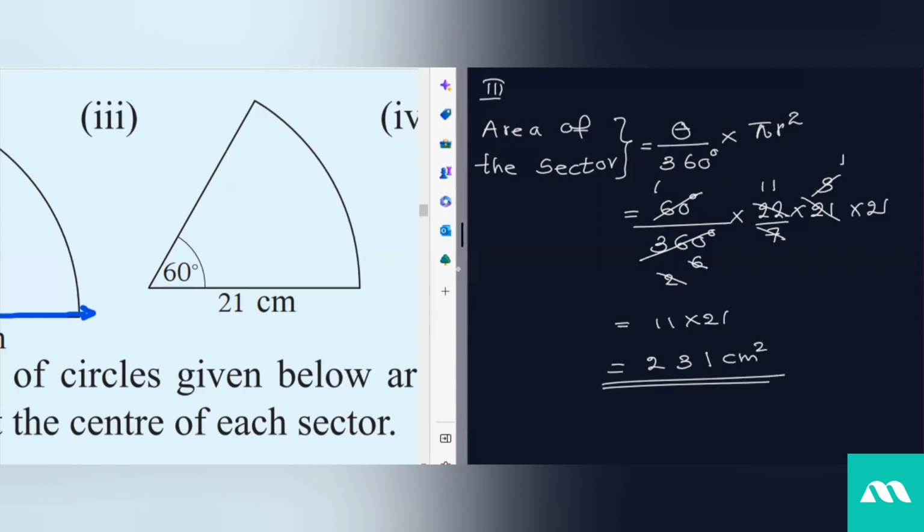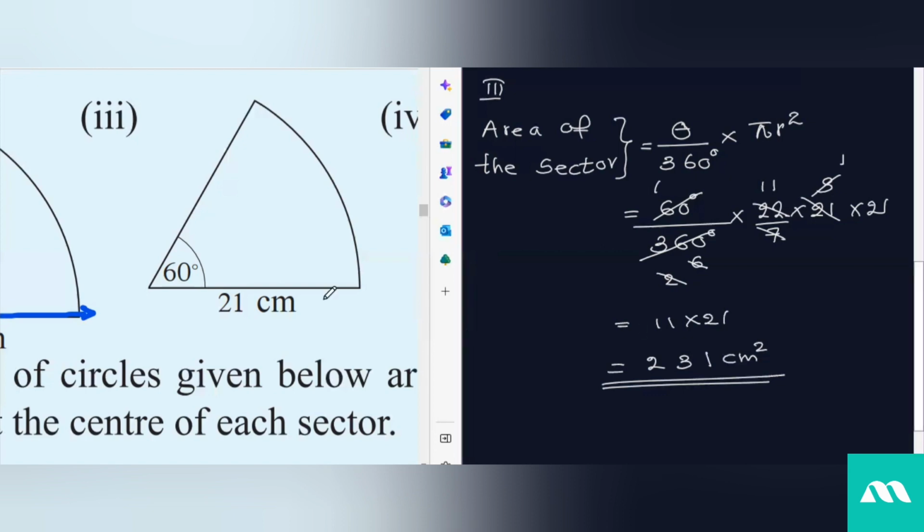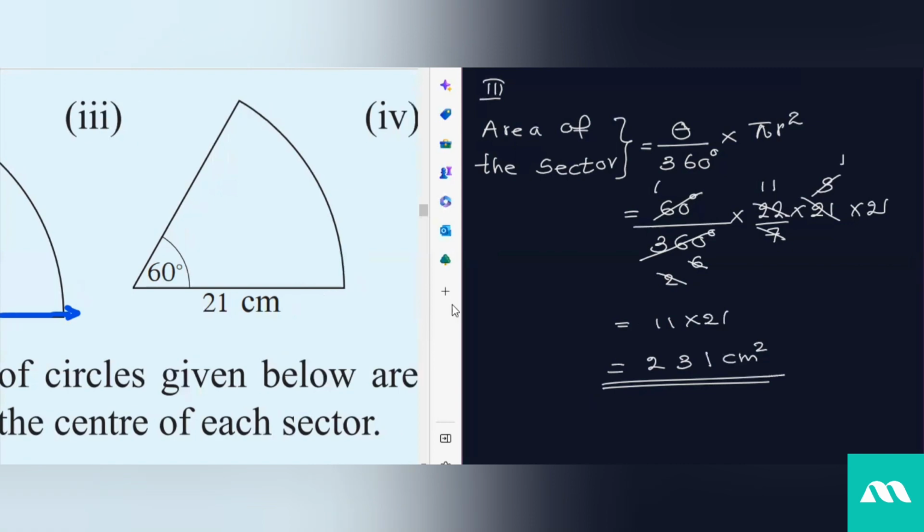Always don't forget to put the square centimeters after you obtain the answer. That means for measurement related questions, definitely you should put the units.